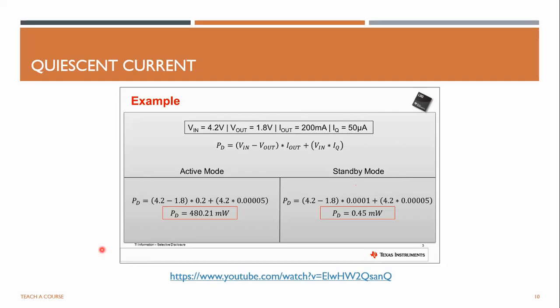Now, you're probably thinking, well, that's not that much power being wasted. What about applications that spend a majority of their time in standby or shutdown mode? Applications such as smartwatches, fitness trackers, and other types of wearable electronics frequently spend their time in either of those states. This means that the IQ of the LDO used for regulation plays a significant role in battery life.